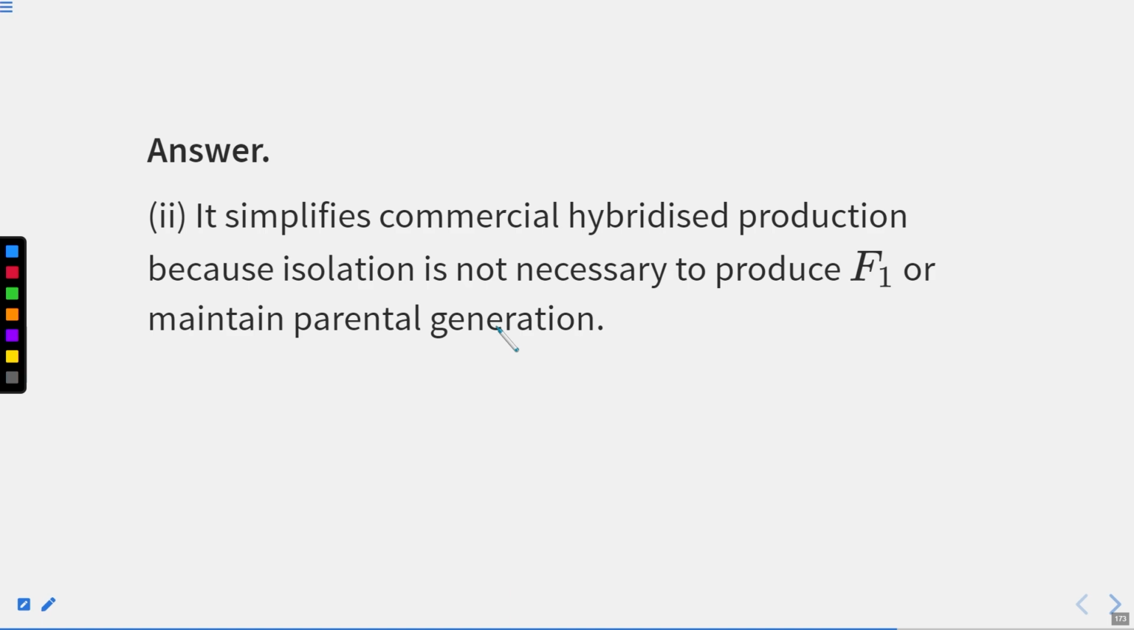The second point is that it simplifies commercial hybrid production because isolation is not necessary here to produce the F1 or to maintain the parental generation. This is the second advantage. It simplifies commercial hybrid production, and it is very easy to maintain the parental generation.